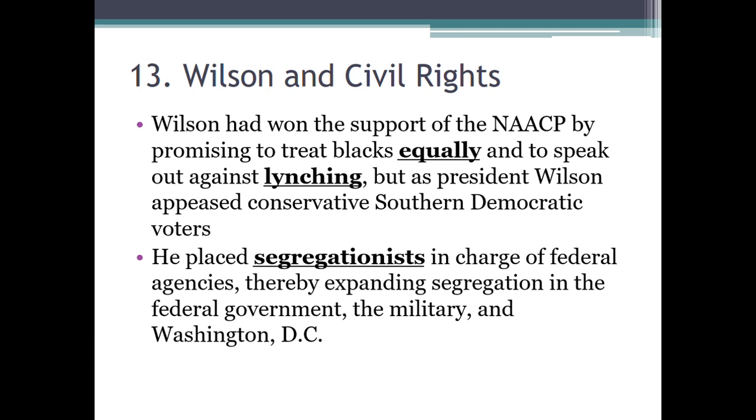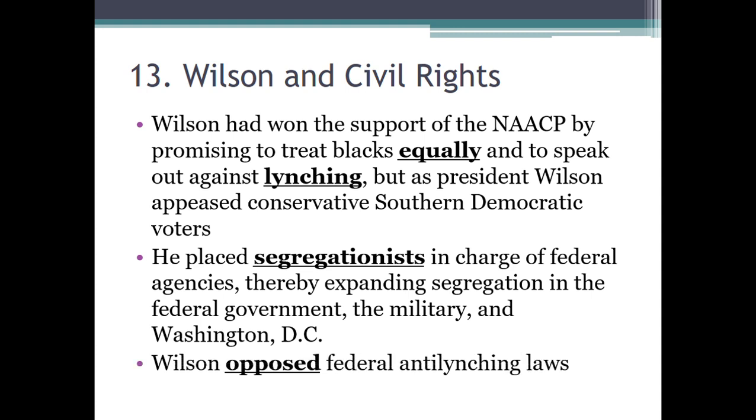They were in charge of certain federal agencies, and some areas that had been desegregated were once again segregated when he took over. Parts of the federal government, the military, even in Washington, D.C. When they pushed for anti-lynching laws, he opposed them. So he was not a friend to the African American community, and his legacy on race is definitely a blemish on his reputation.